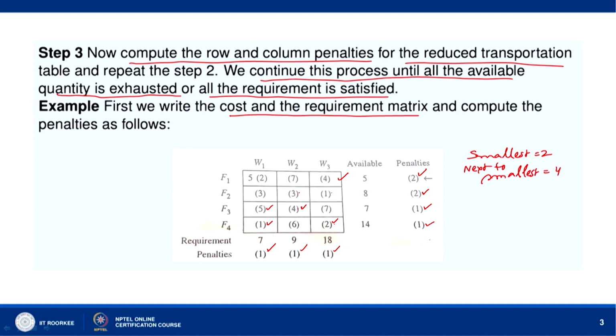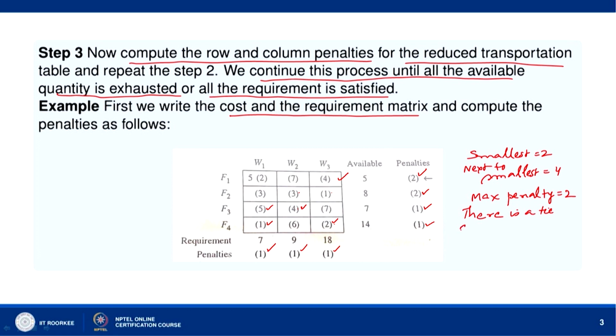Now, let us find the maximum penalty. Okay. So, maximum penalty occurs along first and second rows. Maximum penalty is 2. Okay, and it is occurring along first row and second row. So, there is a tie. So, we have to break this tie. We can select either first row or second row to begin with. Suppose we select the first row.